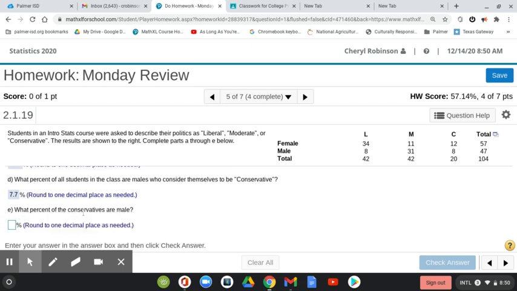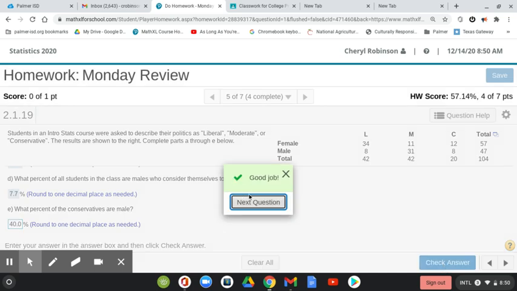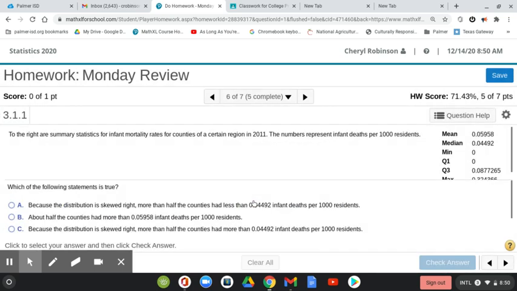What percent of the conservatives are male? Now my denominator is the subtotal of the conservatives, which is 20. So now it's 8 divided by 20. I got 0.4, which is 40%. Is there another one? No. We're going to go on to next.